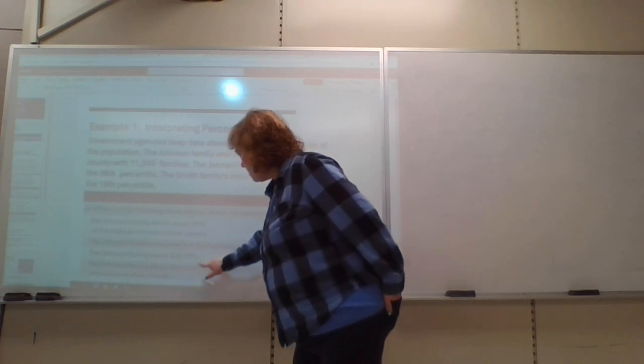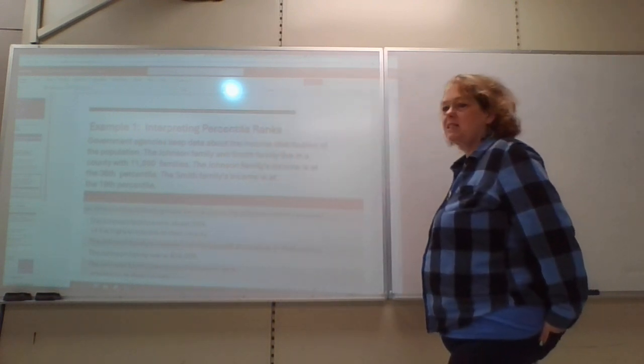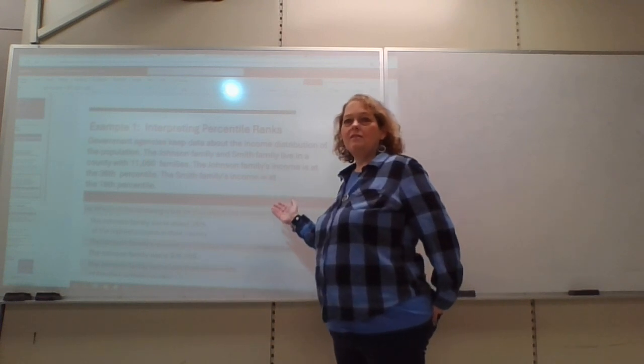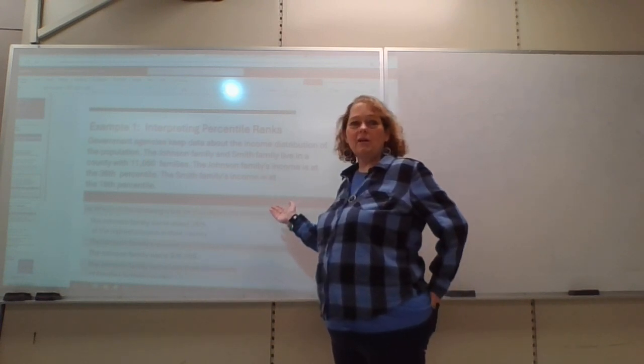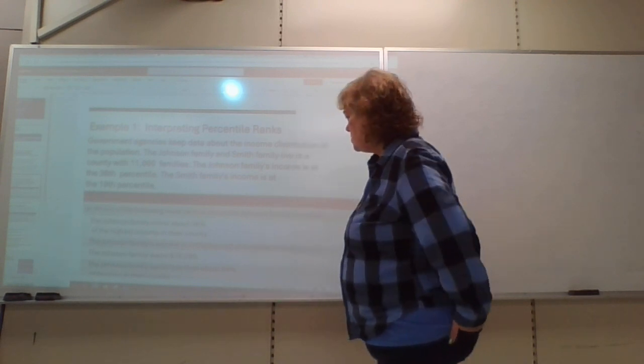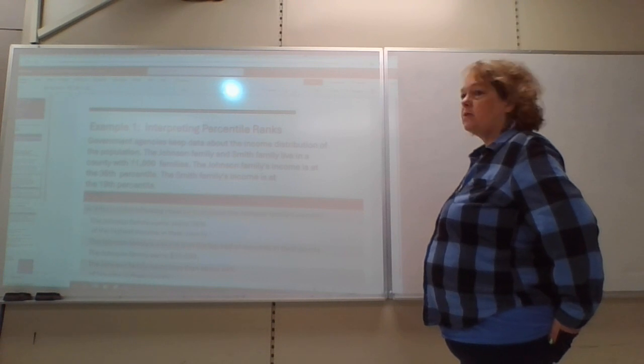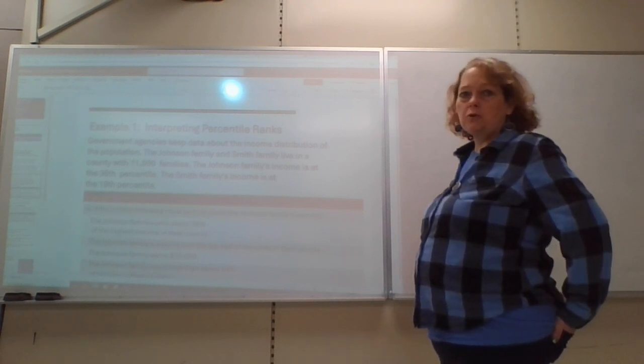So looking at this one, the Johnson family earns 36,000. I don't see where it says that at all. Does it? No, we don't know they make that much. Or is it the last one? The Johnson family earns less than 64% of the families in their county. And that one is true.